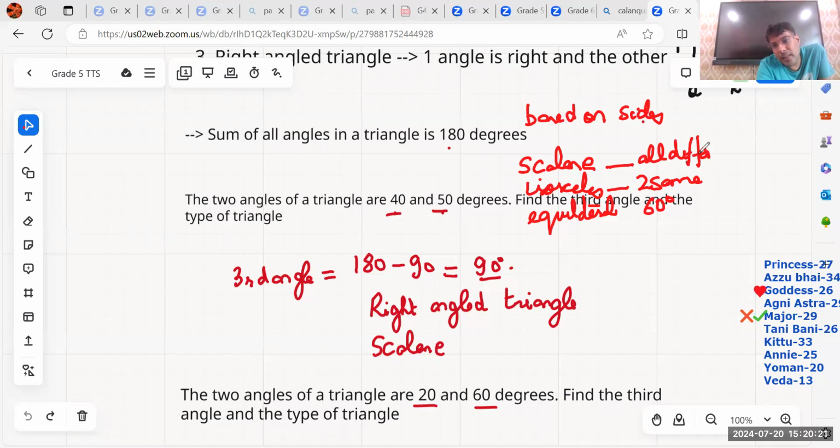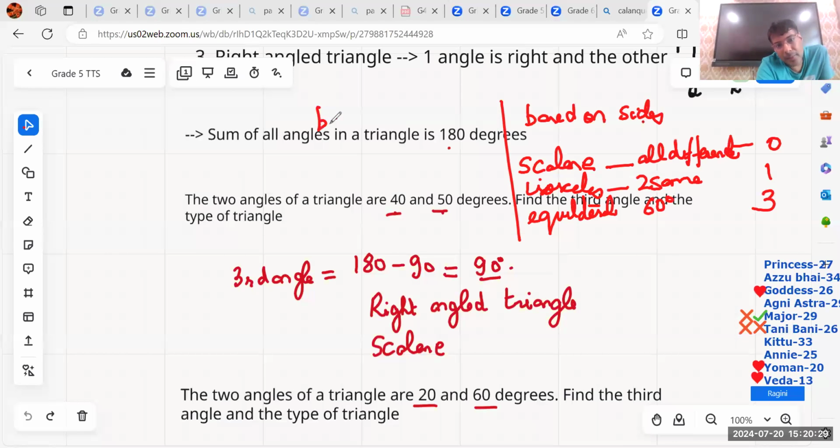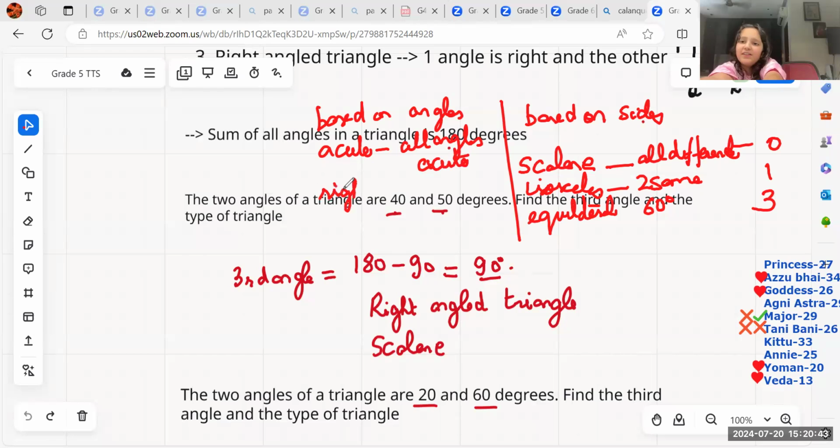Now you must remember the lines of symmetry too. This one will have 0 lines of symmetry, this one 1, this one 3. Now based on angles, we have acute angle, all angles acute. All angles acute means, beta, all angles are less than 90. Okay, sir. Right angle triangle means one angle is right.